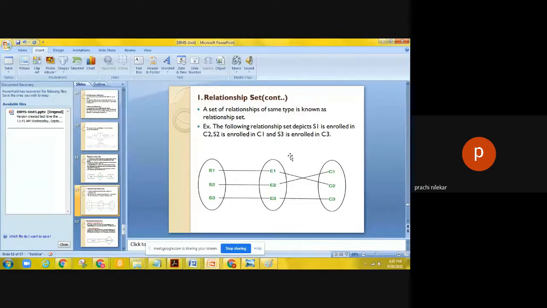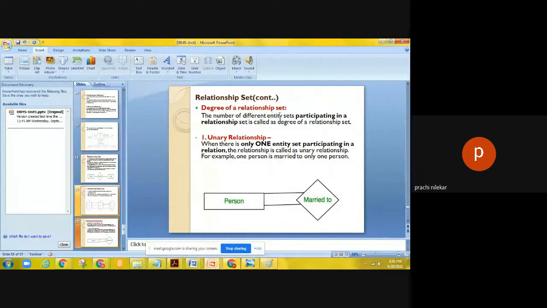Student entity as well as the course entity. That means these are the two entity sets. So the number of different entity sets participating in a relationship. In the previous example, two entities are participating. So what's the degree of that relationship set? It is 2. Degree is 2. Okay. So the number of different entity sets participating in a relationship set is called the degree of the relationship set.